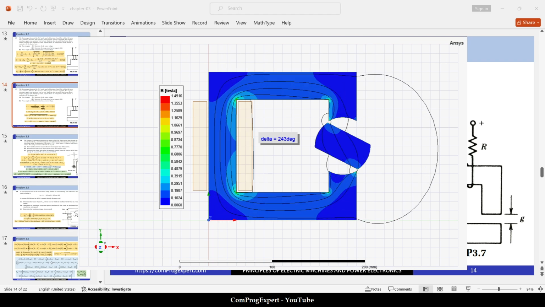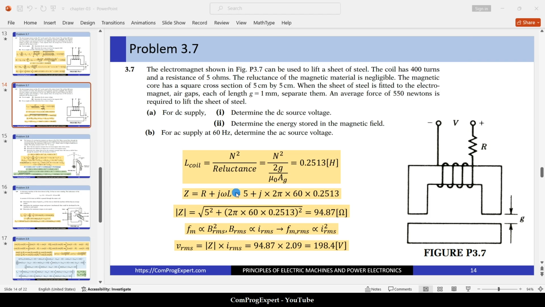Let's continue solving the problems of chapter 3, problem 7. The electromagnet shown in this figure, P3.7, can be used to lift a sheet of steel. Okay, we have this coil and this electromagnet. This is the sheet of steel. When we excite this coil, we have a lifting force on this load, on this sheet of steel.